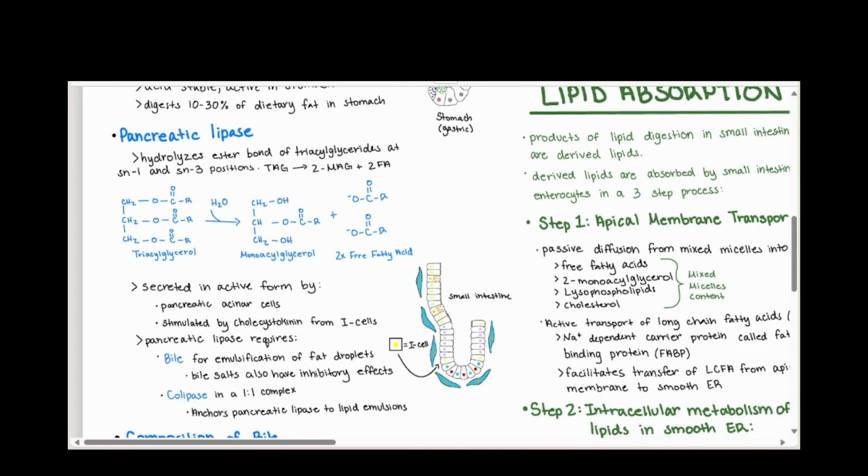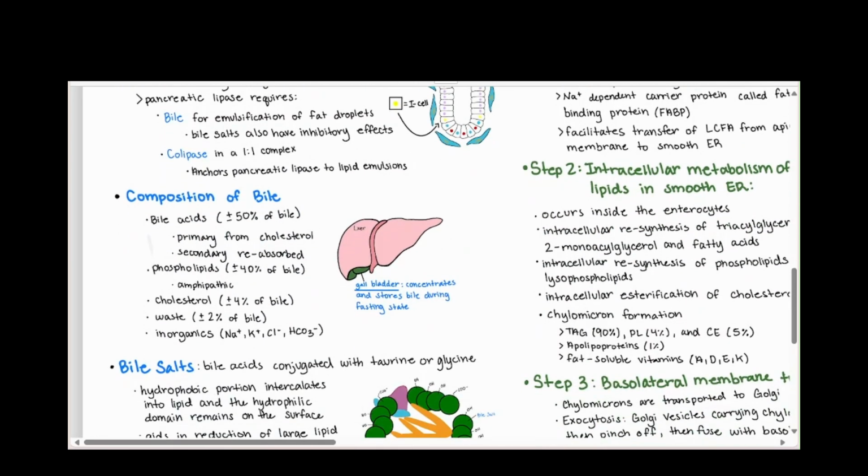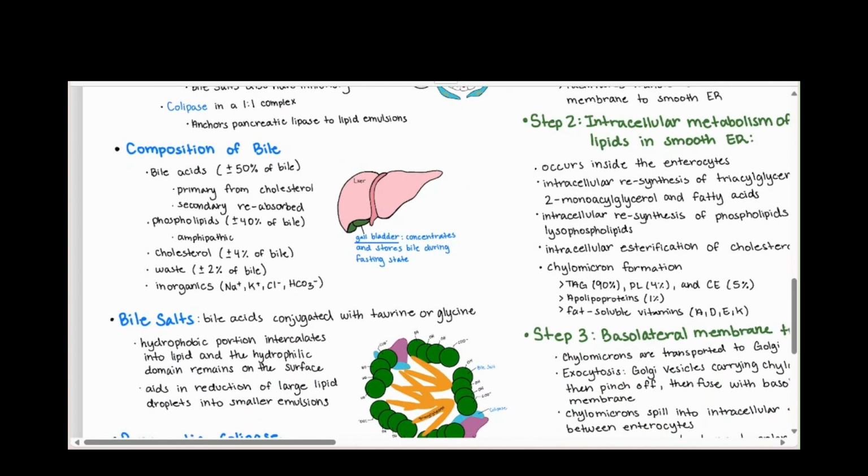This enzyme hydrolyzes ester bonds at the SN1 and SN3 positions, forming monoacylglycerol and two free fatty acids. However, pancreatic lipase requires bile for efficient fat emulsification and colipase to anchor it to the lipid droplets. Bile is a complex secretion produced in the liver and stored in the gallbladder. It contains bile acids, phospholipids, cholesterol, waste products, and inorganic salts.